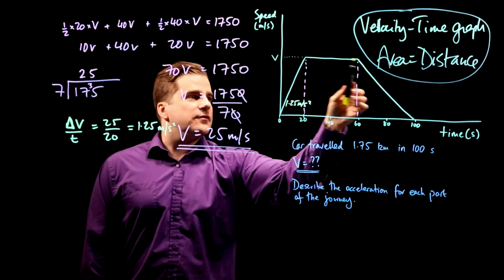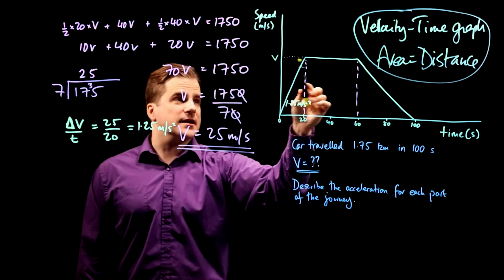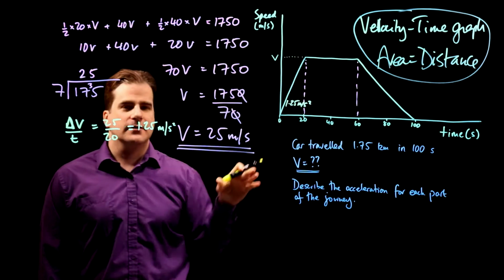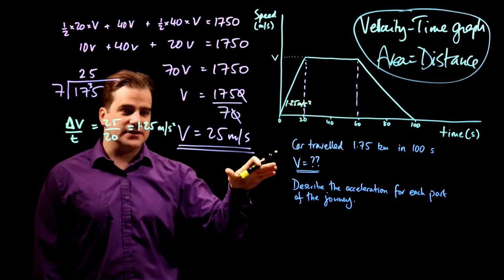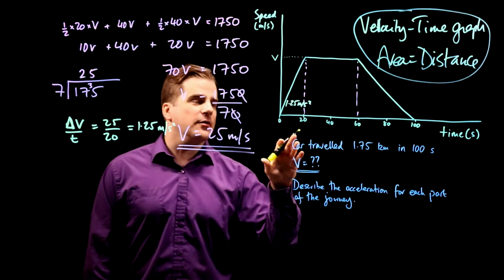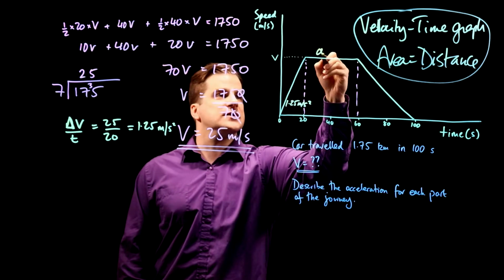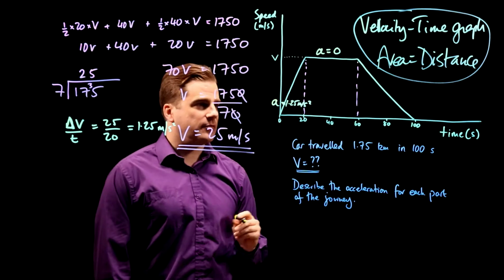What's the acceleration for this part of the journey? 0, isn't it? Because the velocity isn't changing. He's going along at constant velocity. He's neither getting faster nor slower. And technically, physics now, he's not changing direction either. So, constant velocity. So there, the acceleration is 0. The acceleration there is 1.25 meters per second squared.